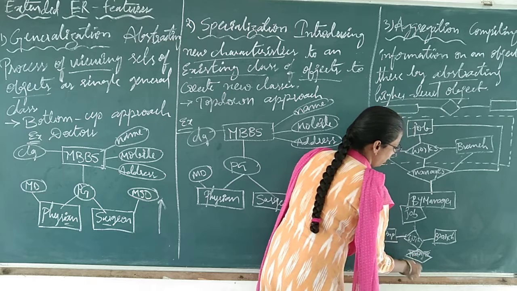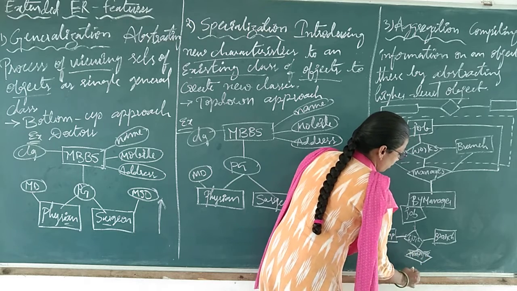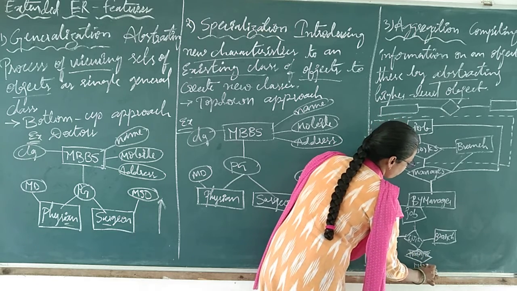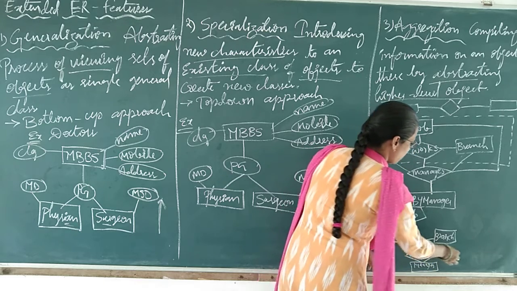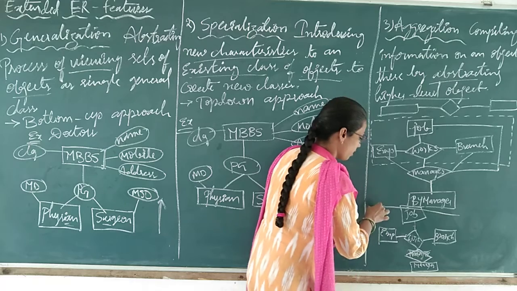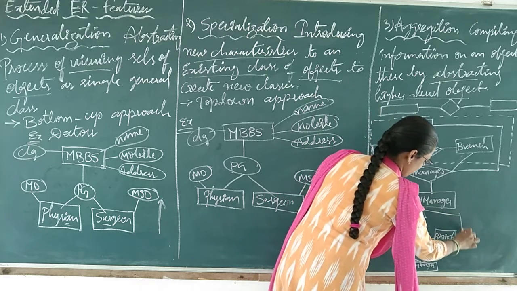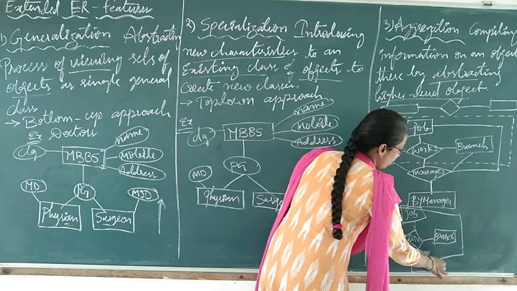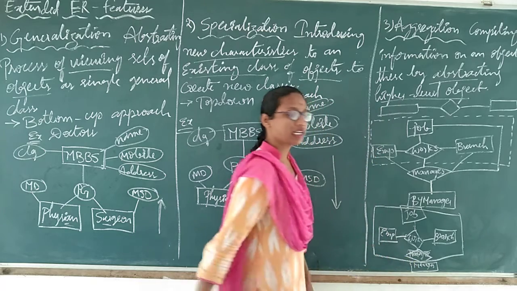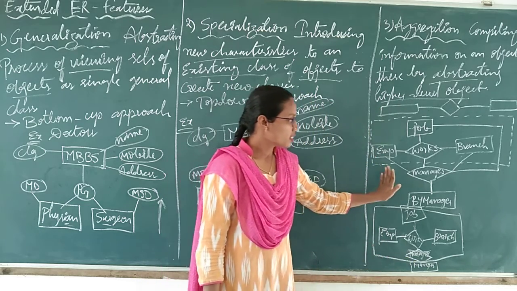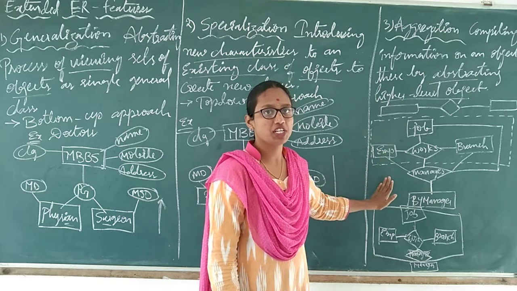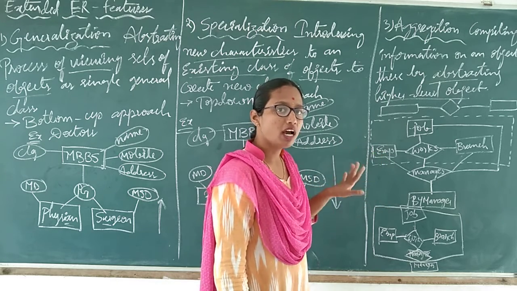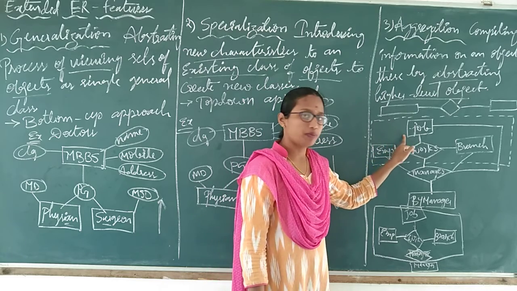Managers is an entity, and manager we are writing as a separate entity. This is the total relationship. Clear? It is just a simple example of aggregation. Okay, the block diagram of the aggregation, job.